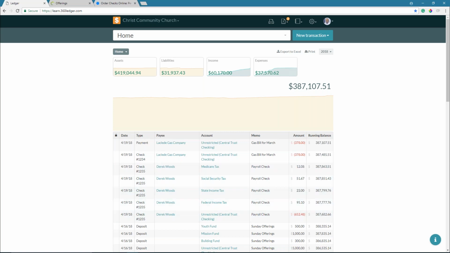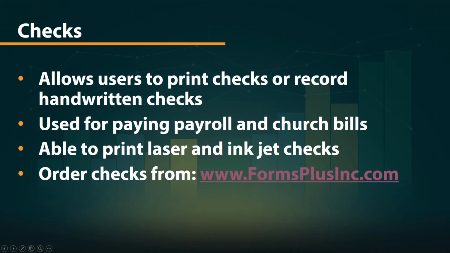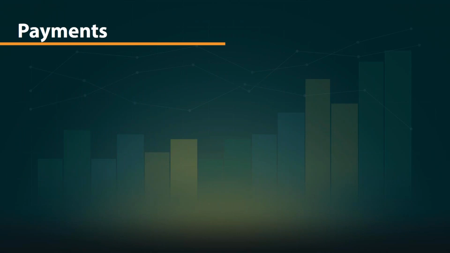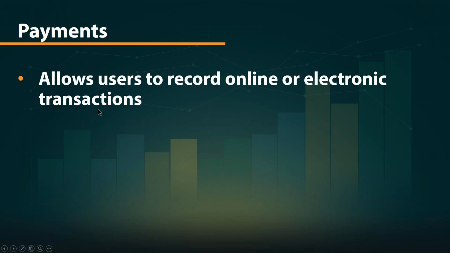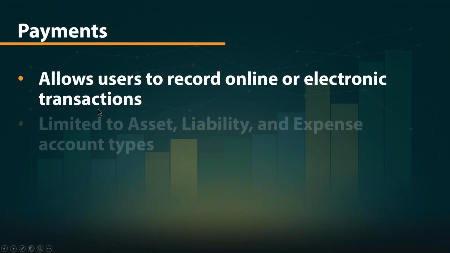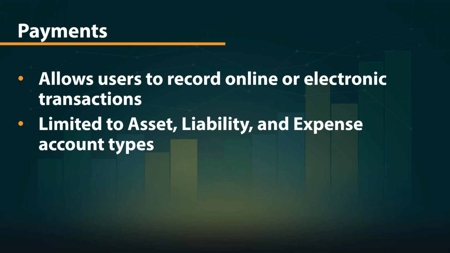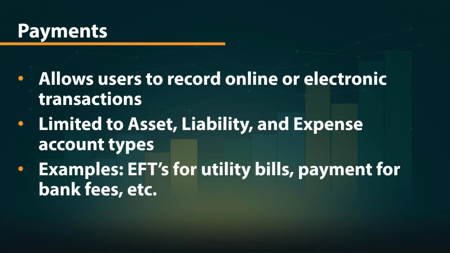So let me go ahead and show the slide for payments. And when it comes to payments, payments allow users to record online or electronic transactions. They are limited to assets, liabilities, and expense account types. And examples are going to be EFTs for utility bills, like we showed, and a gas bill. It could also be payments for bank fees, etc.